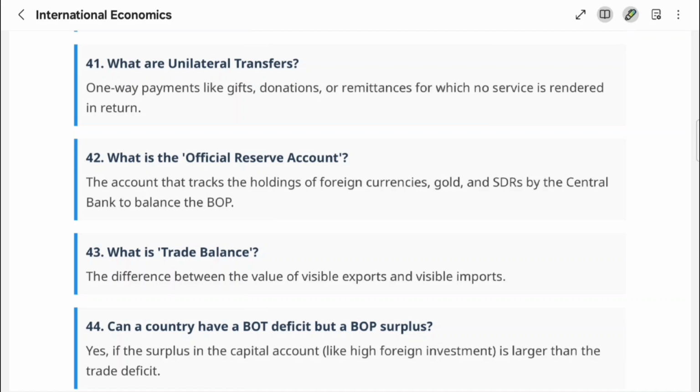Question 42. What is the official reserve account? The account that tracks the holdings of foreign currencies, gold, and SDRs by the central bank to balance the BOP. Question 43. What is trade balance? The difference between the value of visible exports and visible imports. Question 44. Can a country have a BOT deficit but a BOP surplus? Yes, if the surplus in the capital account, like high foreign investment, is larger than the trade deficit.